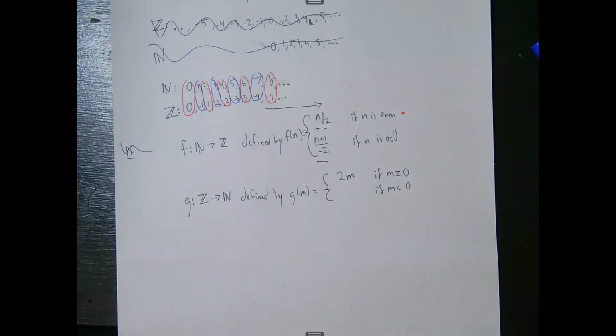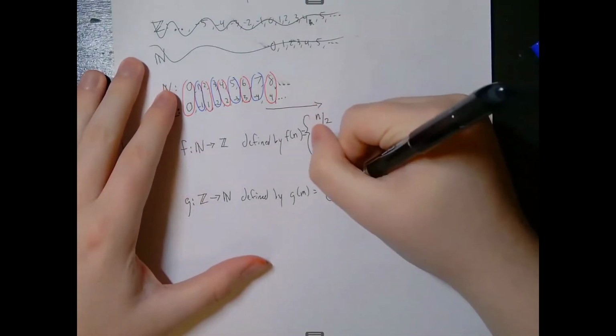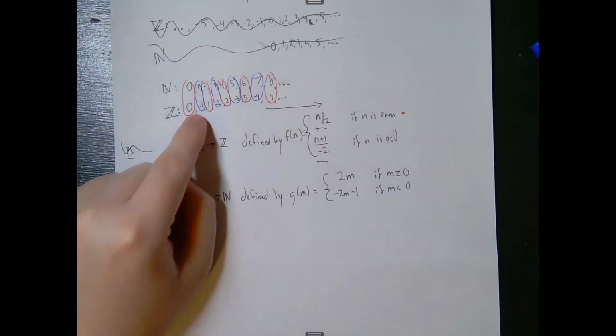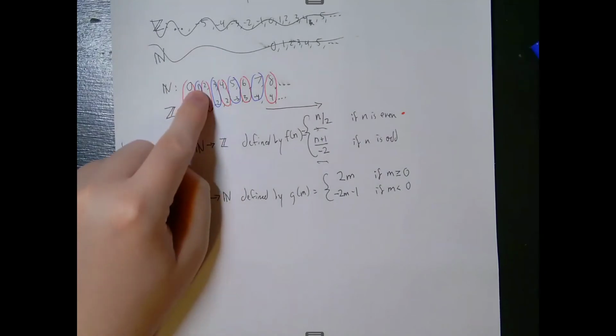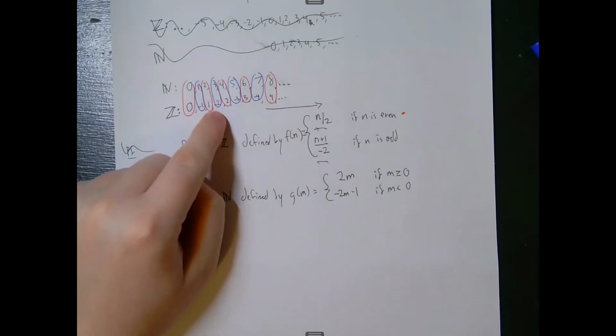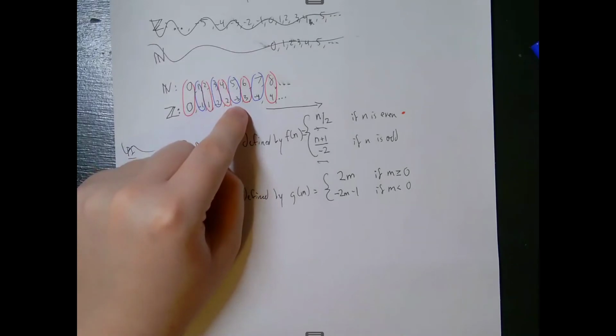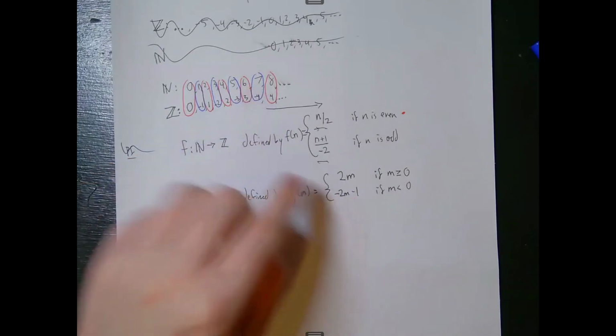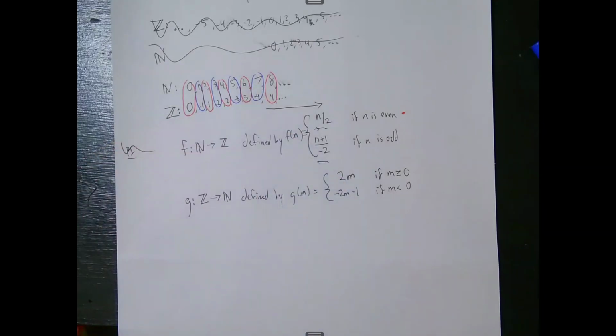When m is less than 0, we multiply m by -2 and then subtract 1. So -2m - 1. -2 times -1 is 2, minus 1 is 1. -2 times -2 is 4, minus 1 is 3. -2 times -3 is 6, minus 1 is 5. -2 times -4 is 8, minus 1 is 7. So this actually holds up for these examples. These are my propositions for f and g.